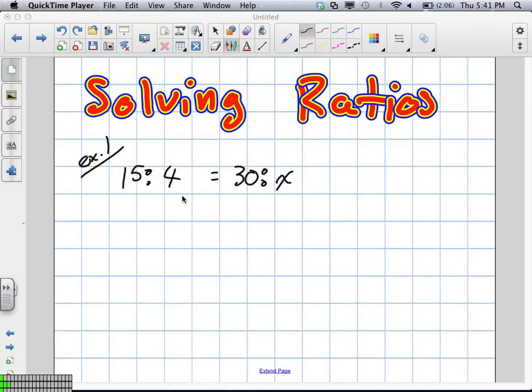So we're going to work on solving this ratio here. Now, ratios are actually the same as fractions. They're a little harder to look at this way, and since we're a little more used to working with fractions, I'm going to turn both of these into a fraction.